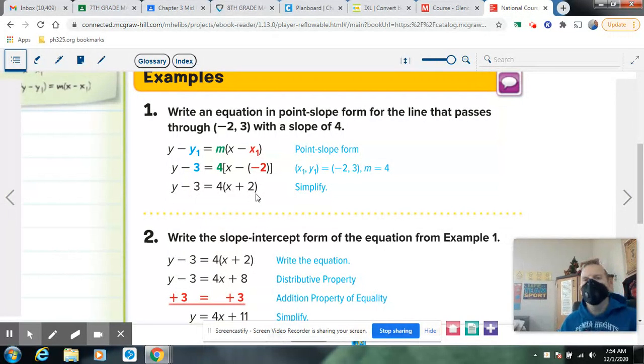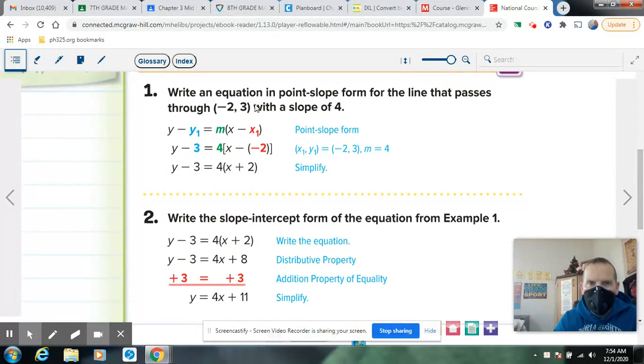Also, if you're struggling with this assignment besides watching my video, please go to YouTube and look up how to write an equation in point slope form. You can also look up how to write an equation in point slope form that passes through an x and a y coordinate that has a slope.